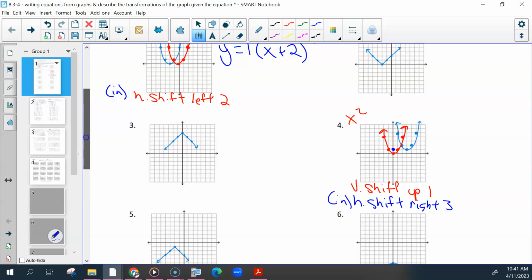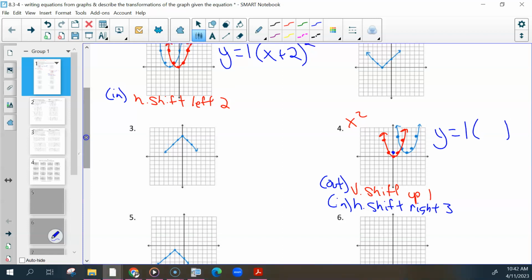Horizontal is still inside, and we did one like that, so we kind of know what that's going to look like. And vertical is outside. So we have our H and our K. We don't have A, so again, you can leave it as 1, leave it the same, leave it blank. How would we write that inside piece? And then on the outside, of course.